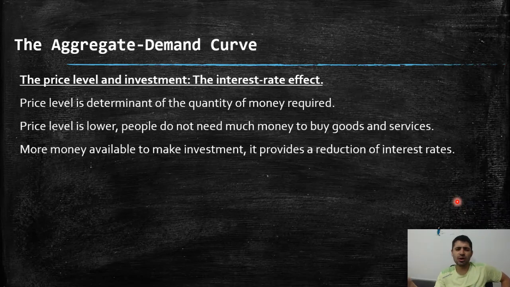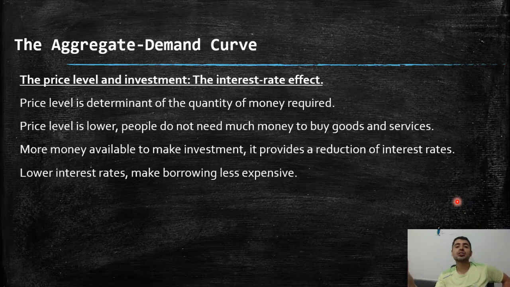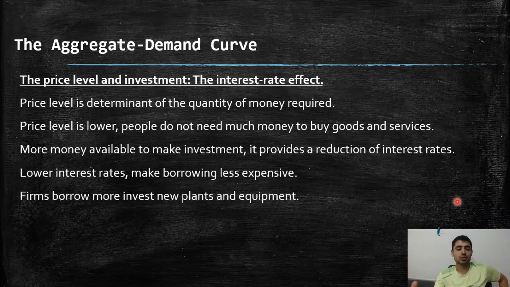So when you have more money, what can you do? You can go to the market and make an investment. When there is more investment and more money available for banks, there is going to be a reduction in interest rates. With lower interest rates, borrowing is naturally less expensive, so firms borrow more and invest in new plants and equipment, basically because of the incentives.